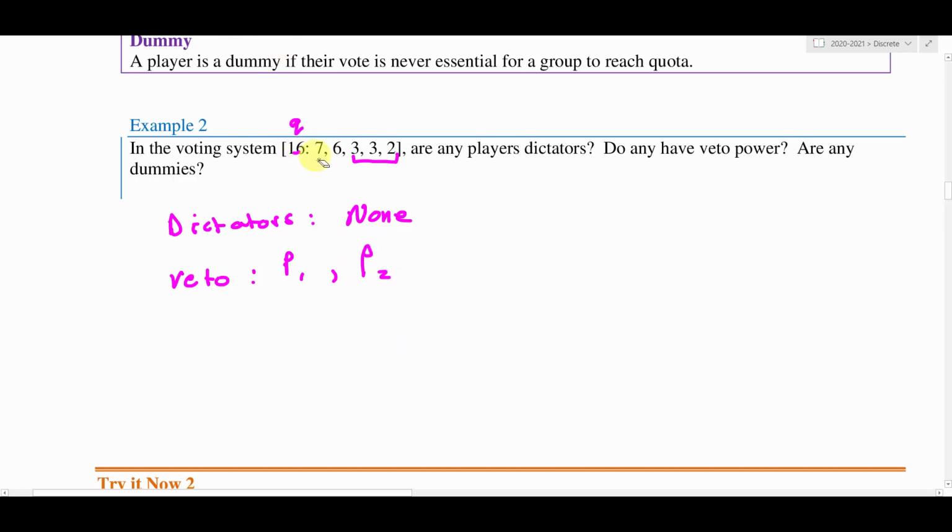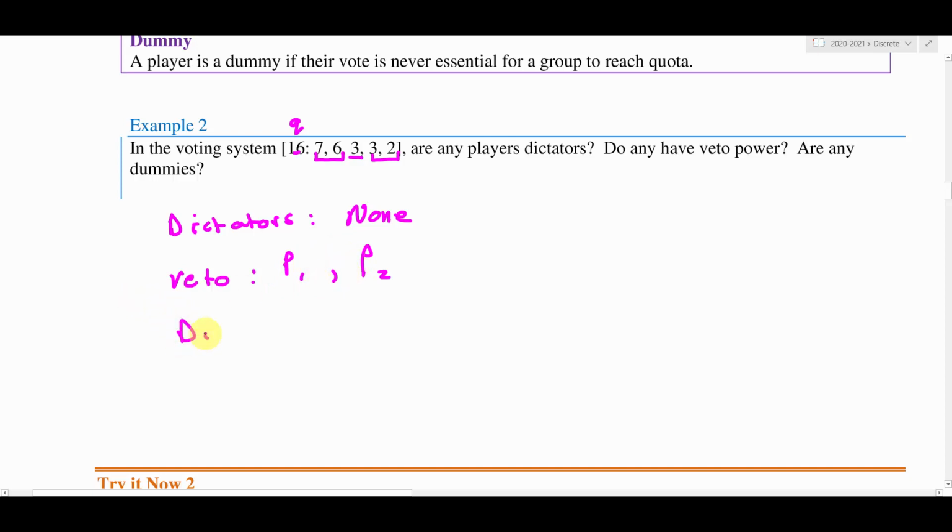Let's keep running down the line here and ask, what about player 3? Let's say he says no. Let's see if they need him. These 2 guys could team up, that's 13, and then these 2 guys would team up for another 5, that's 18. So player 3 here does not have any veto power. He can't stop the other 4 from teaming up and reaching quota. So these are the 2 with veto power.